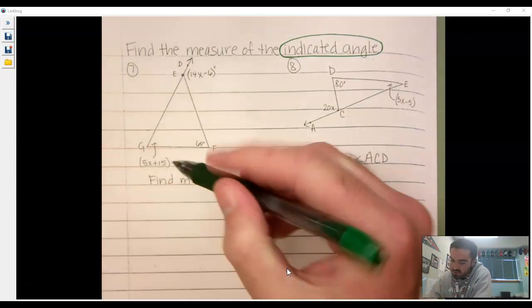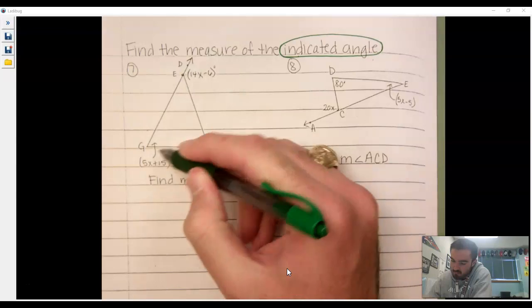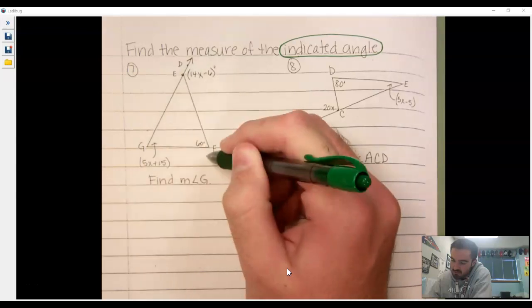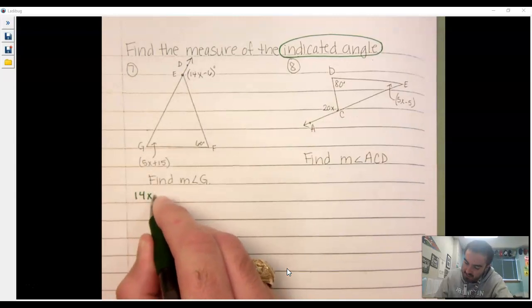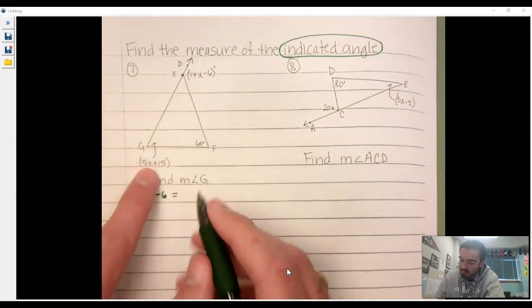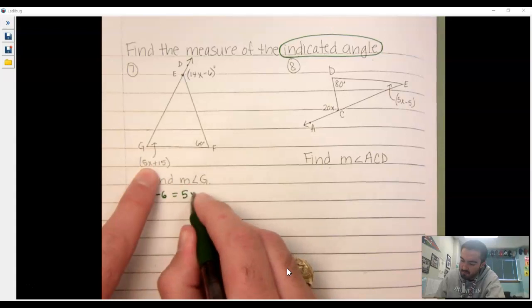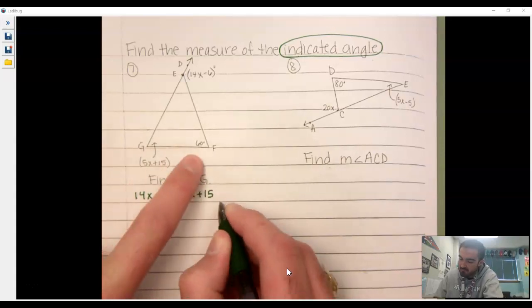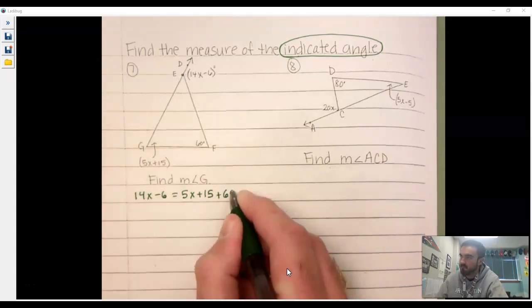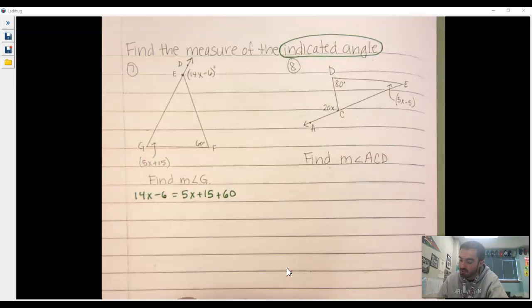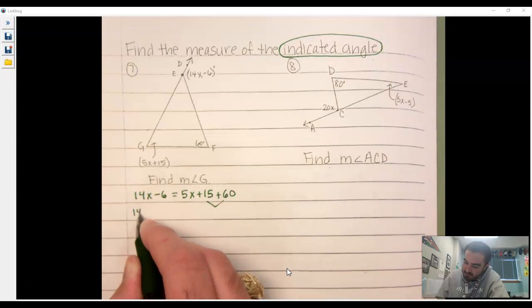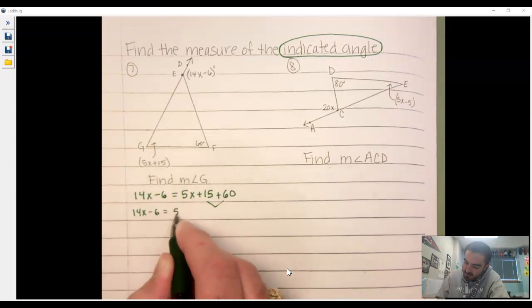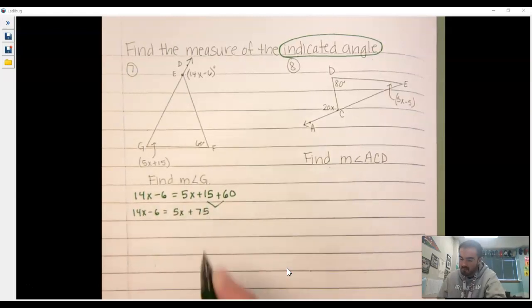Same idea. We see that there's a triangle. This is the exterior angle. So let's write that first: 14x minus 6 equals 5x plus 15 plus 60. Okay. Do the same process we've been doing. We're going to combine these like terms. 14x minus 6 equals 5x plus 75.